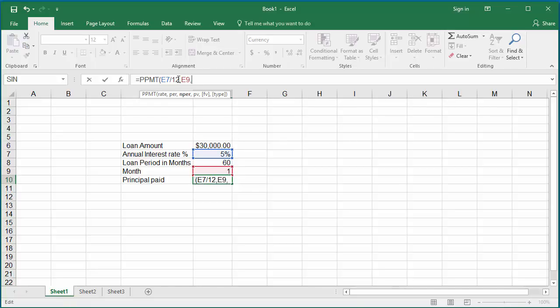The next argument is the loan period, the total number of months, which is in cell E8, comma. The fourth argument is the loan amount, which is in cell E6. The loan amount should be entered as a negative value, so minus E6. Close parenthesis, hit enter.